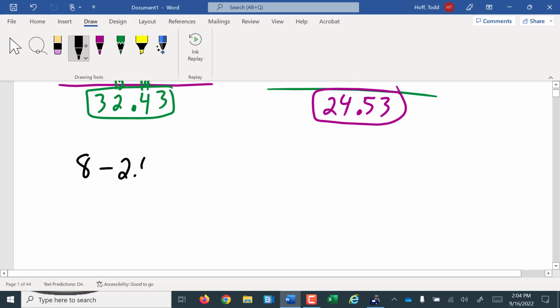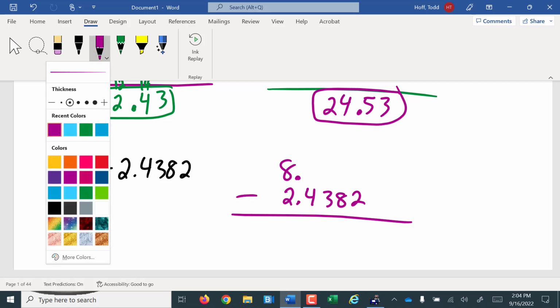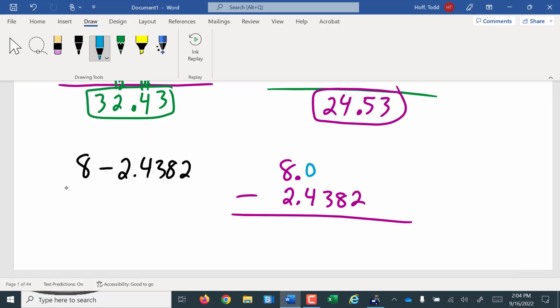One last subtraction example I want to do is something that looks like this. 8 minus 2.4382. So when we go to write this out, where is the decimal point for the 8? It's at the end. Anytime there's not a decimal point on the number, that means it's at the end of the number. So we line up the decimal point for the 2.4382. And again, we have to fill in those missing decimal places, putting in zeros.